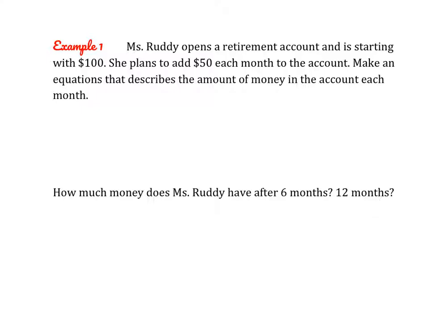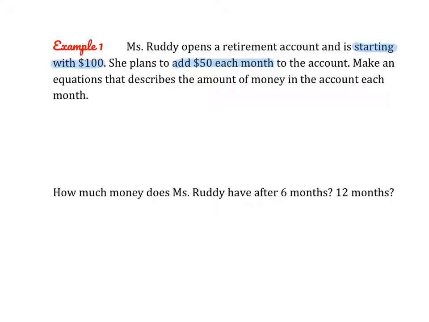Okay, so let's give one of these a try. So we're going to use our desk, but before we do that, we're going to read the problem, and I'm going to highlight some important information. So Miss Ruddy opens a retirement account and is starting with $100. So I go to a bank and I want to start saving for retirement. So I open a bank account and this is how much I'm starting with. She plans to add $50 each month to the account. So this is how much my account is going to change each month.